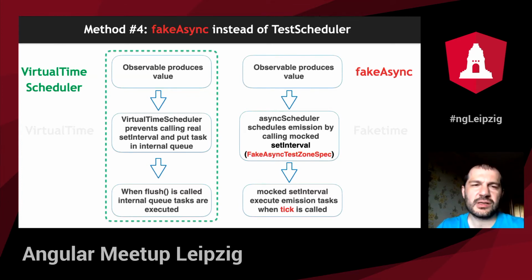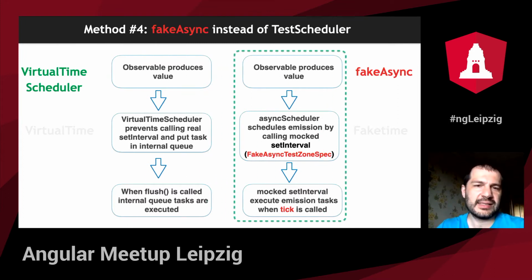Virtual time scheduler flushes on a scheduler level, but fakeAsync can flush on a setInterval level. So Angular has a specific test helper, fakeAsync, which mocks setInterval in the browser. And when we call a special function named tick, the mocked setInterval executes all the scheduled tasks instantly, so we don't have to wait actual time. But I repeat, if we use virtual time scheduler, we flush all the emissions on a scheduler level. If we use fakeAsync, we flush it on a setInterval level, a deeper level. But the actual result is the same.